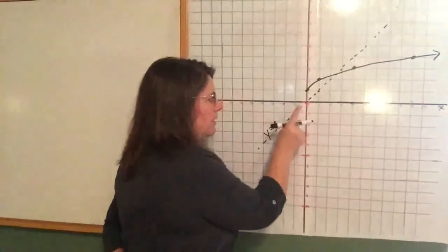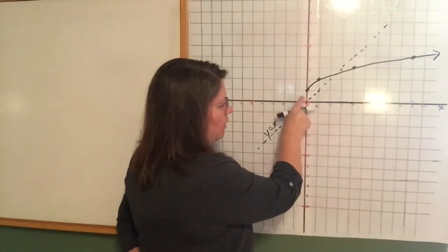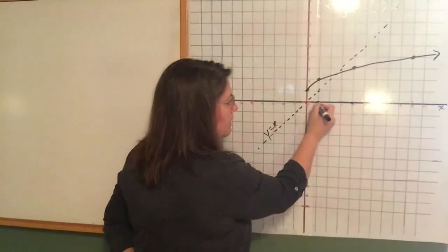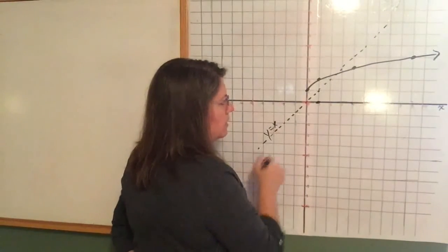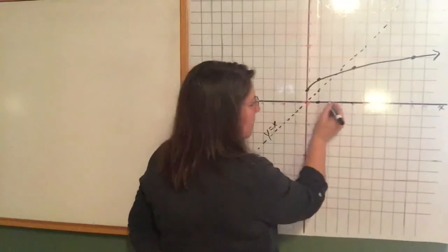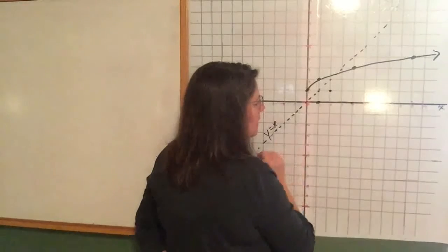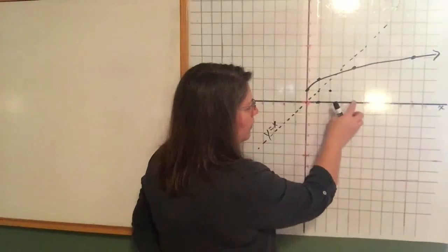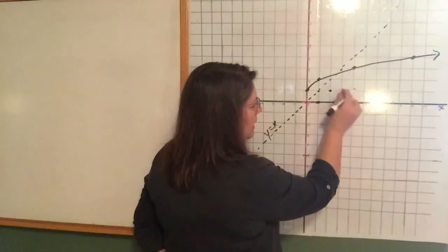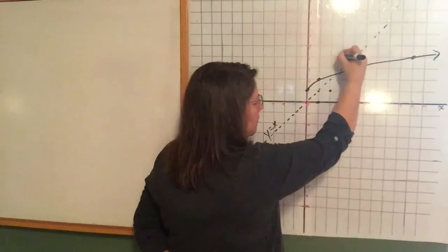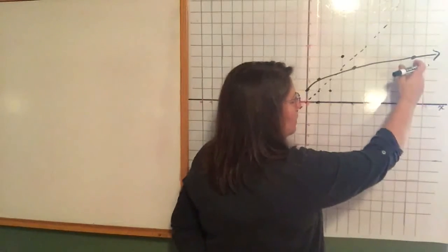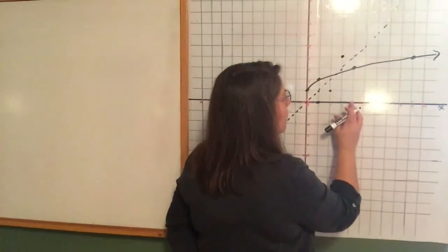This ordered pair is 0, 1. So if I switch that, it's going to be the ordered pair 1, 0 for the inverse function. This ordered pair was 1, 2. So if I switch that, I would have 2, 1. This ordered pair was 4, 3. If I switch that, I'll have 3, 4. This ordered pair was 9, 4. So if I switch that, I'll have 4, 9.